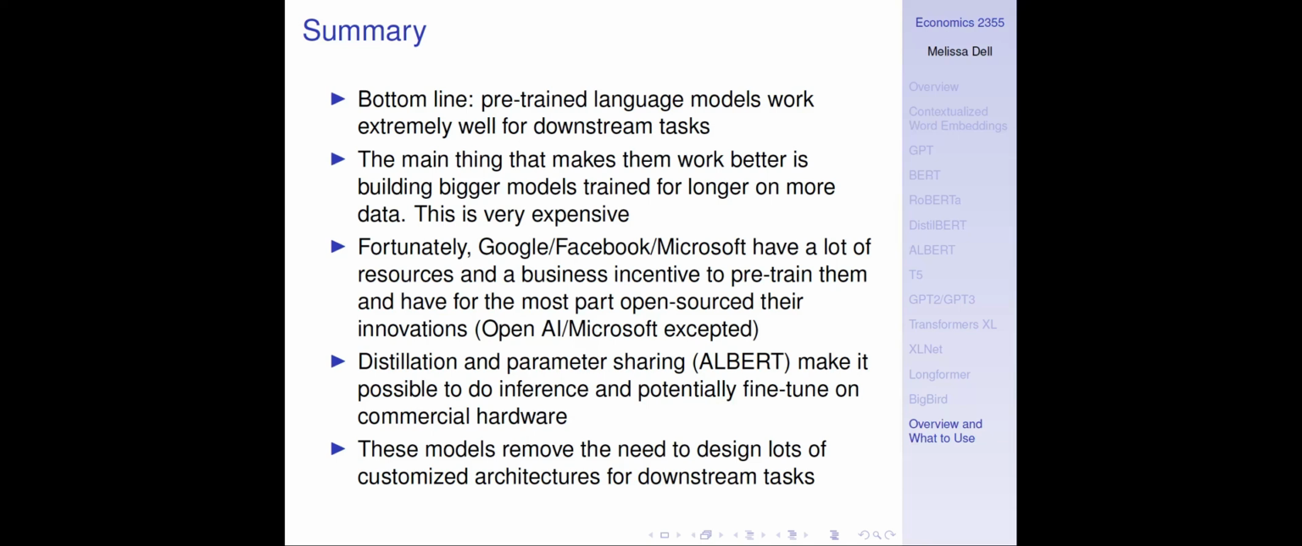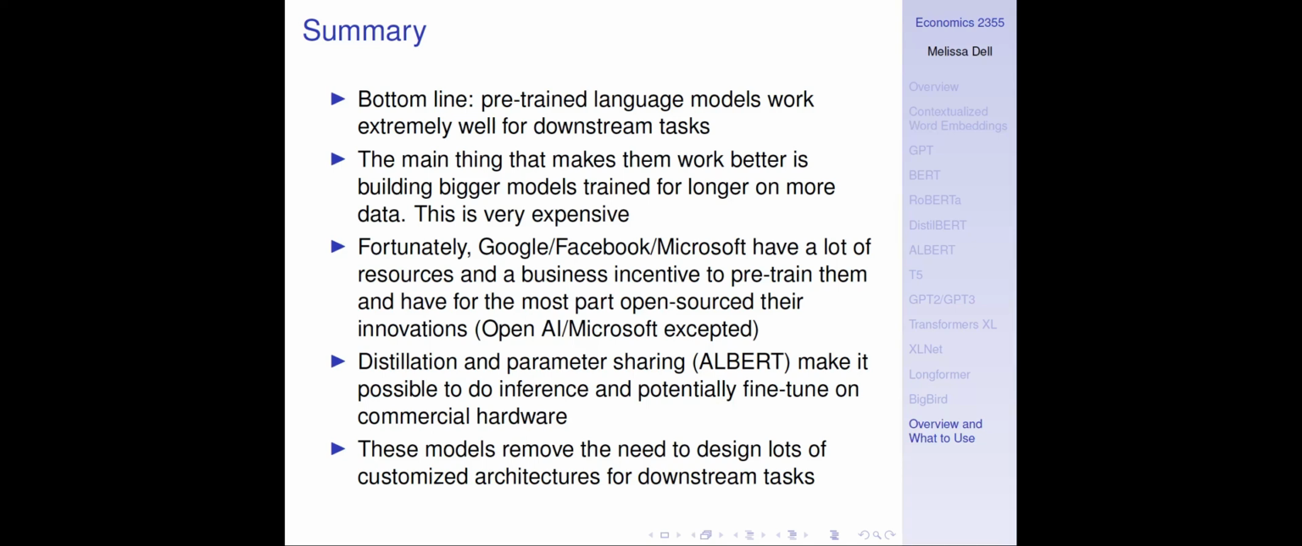And to that point, things like distillation, which we saw with DistilBert, or parameter sharing, make it possible to do inference and potentially fine tune on commercial hardware. So when you use Google, it's not actually serving Bert, it's using a Google distilled version of Bert for your search. And same thing, we've seen how these lighter weight models may be good enough for the inference you want to do. And this will be a theme that comes up again.